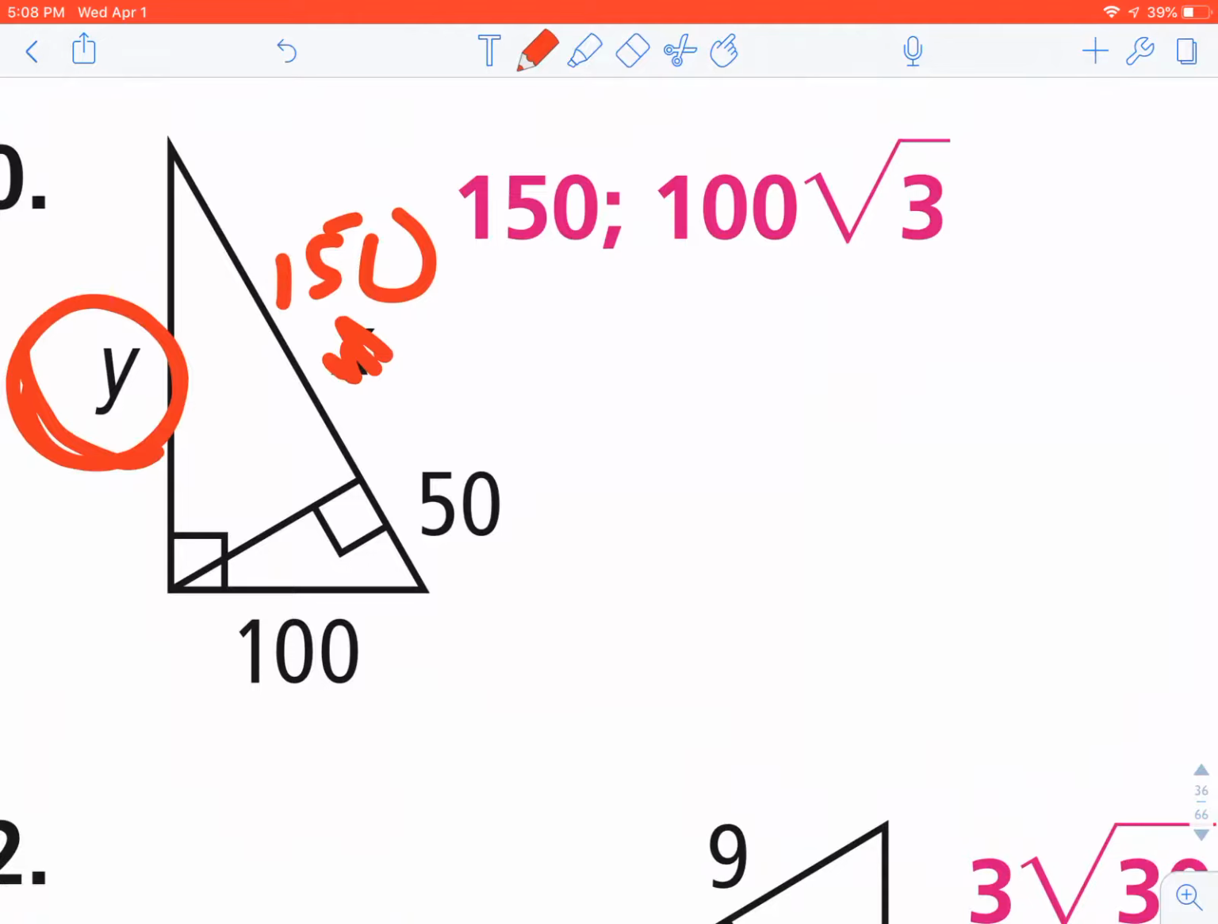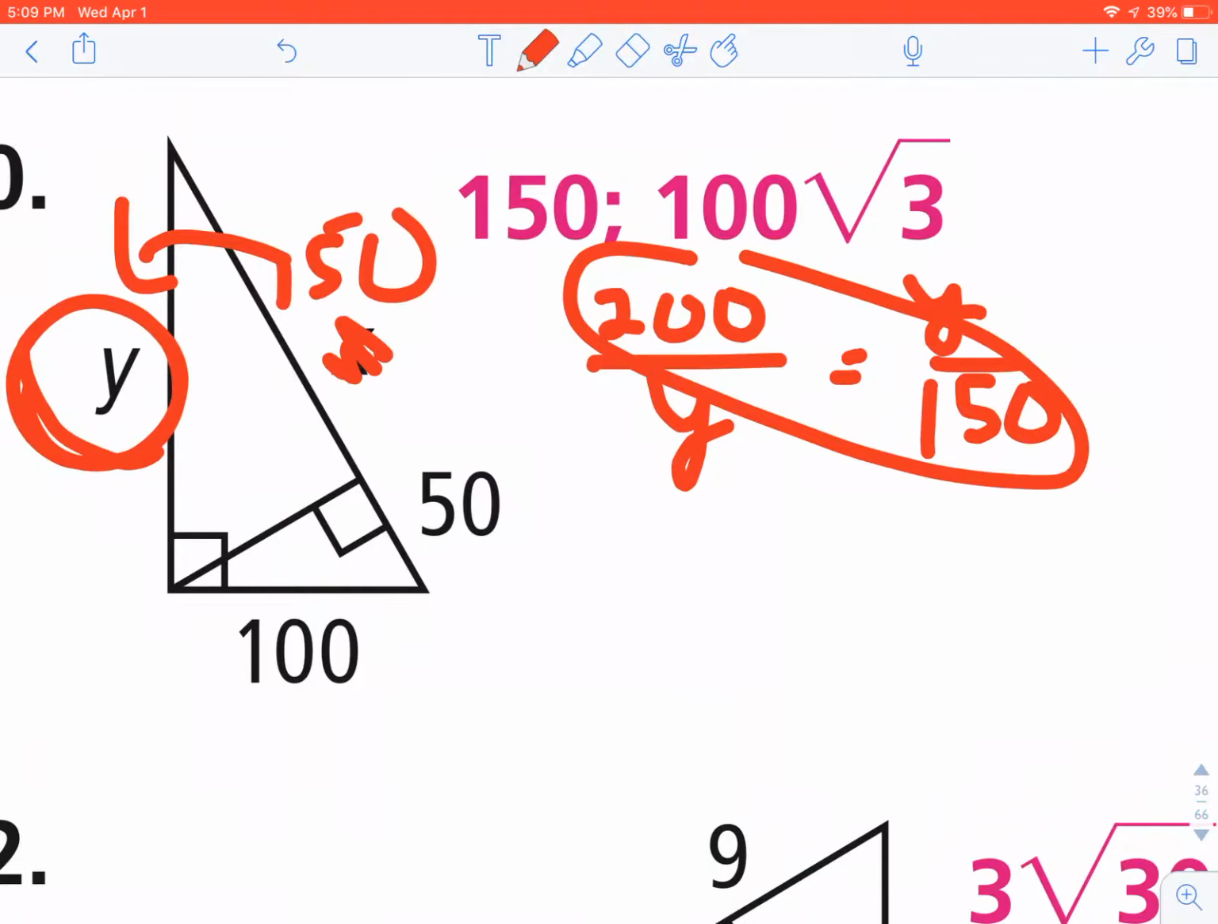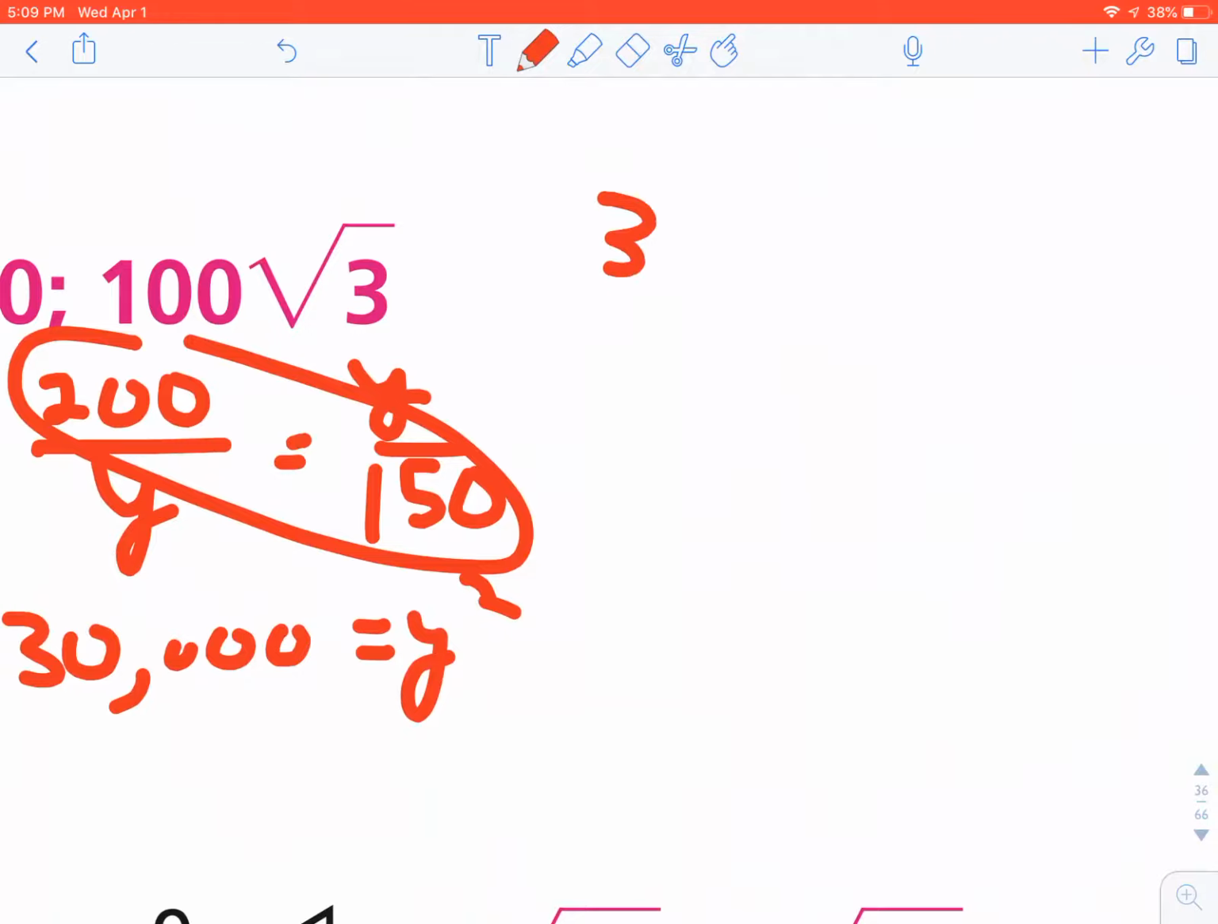Okay, so the whole hypotenuse now in this case is 200. And 200 is going to compare to the leg of y, as y compares to the part of the hypotenuse physically closest to y, which is 150. Cross multiply this out, and I get 30,000 is equal to y squared. I'm actually going to move over here. I got a little bit more room. 30,000 is equal to y squared.